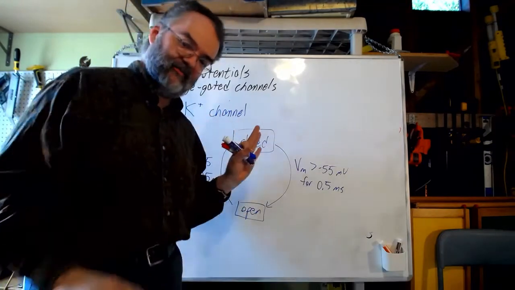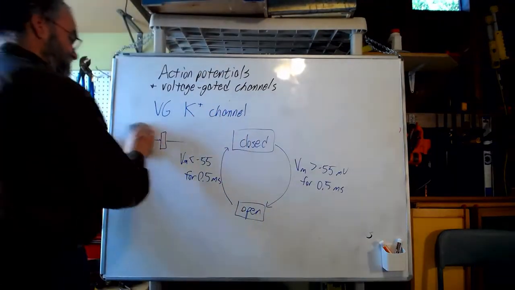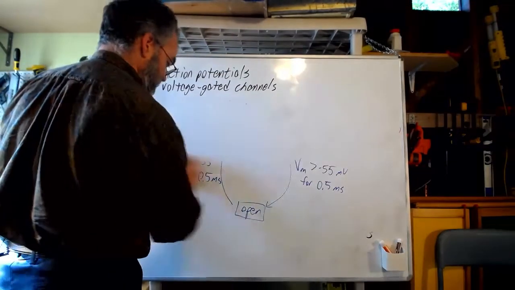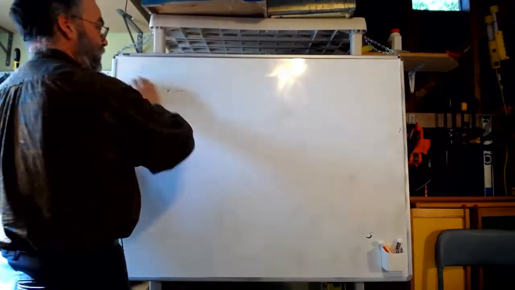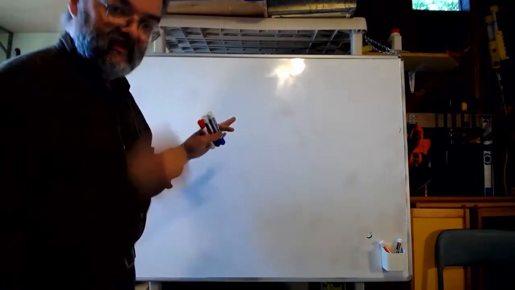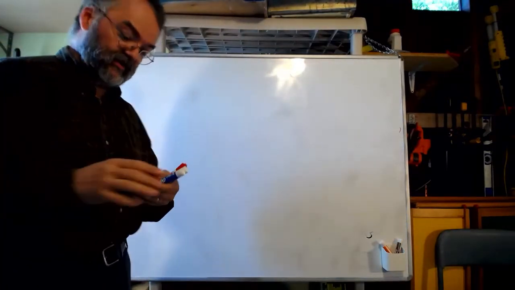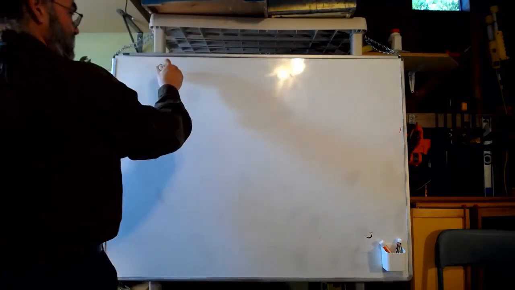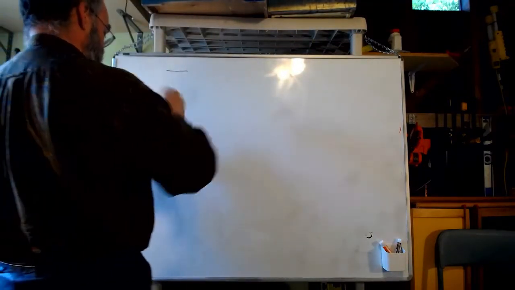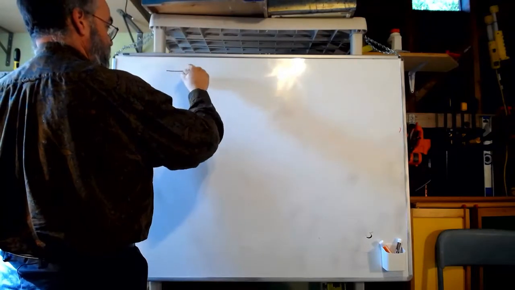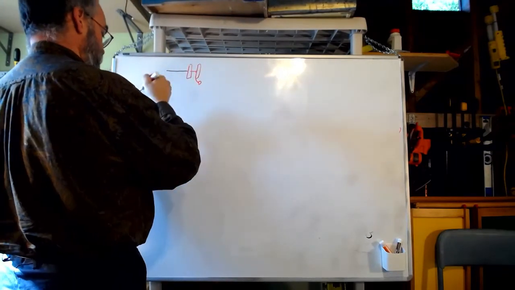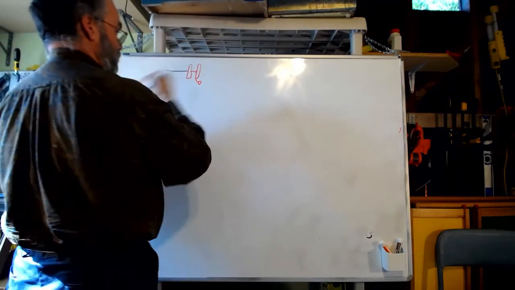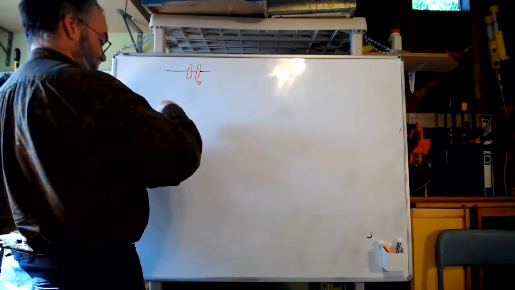Let's put it together and see if we can make it work. So keep your notes available for both of those. And let's see if we can predict how this is going to work. Let's make a note that we have a membrane that has some voltage-gated sodium channels and some voltage-gated potassium channels.